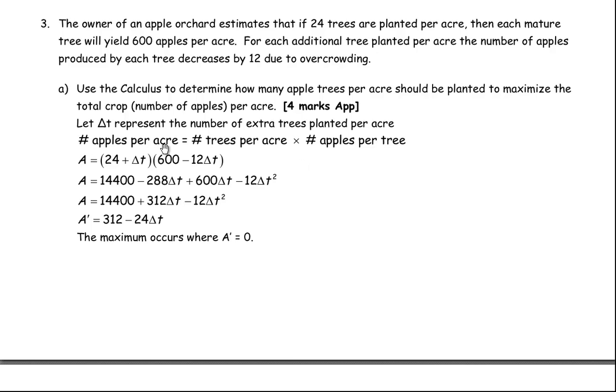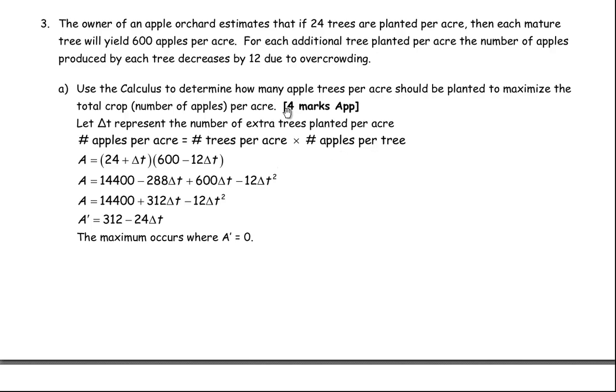The number of apples per acre would equal the number of apple trees per acre multiplied by the number of apples you get off each tree. And that would give you how many apples there are from a certain acre of property. So we're going to call A the total number of apples. So the number of trees per acre starts at 24, and we're going to add to that delta t. We're going to add to it a certain number of trees. We don't know what that is yet, but we're going to find that. So that's the number of trees in an acre of property.